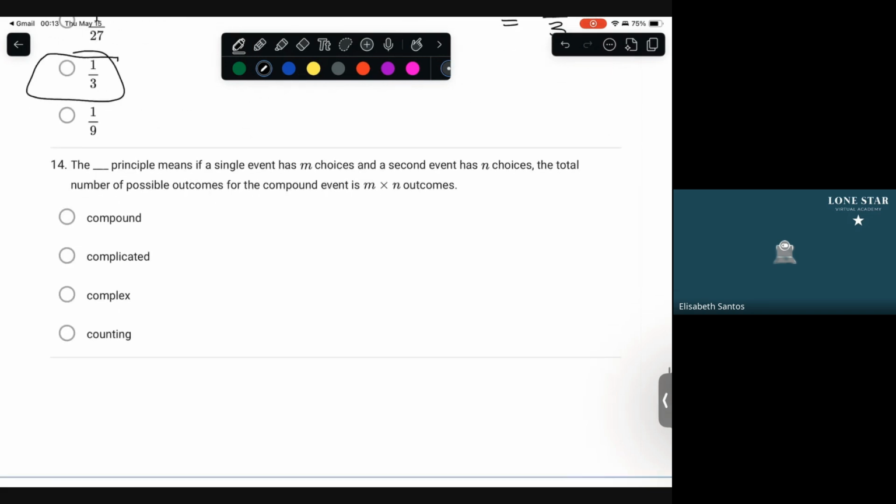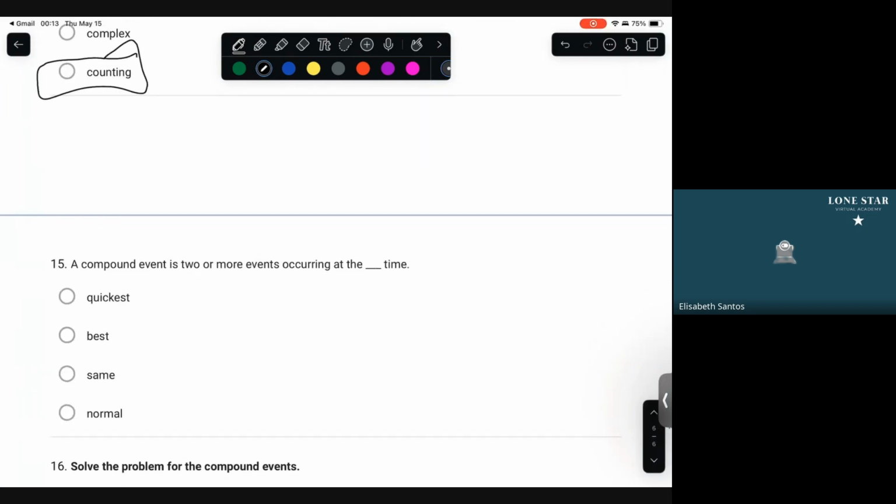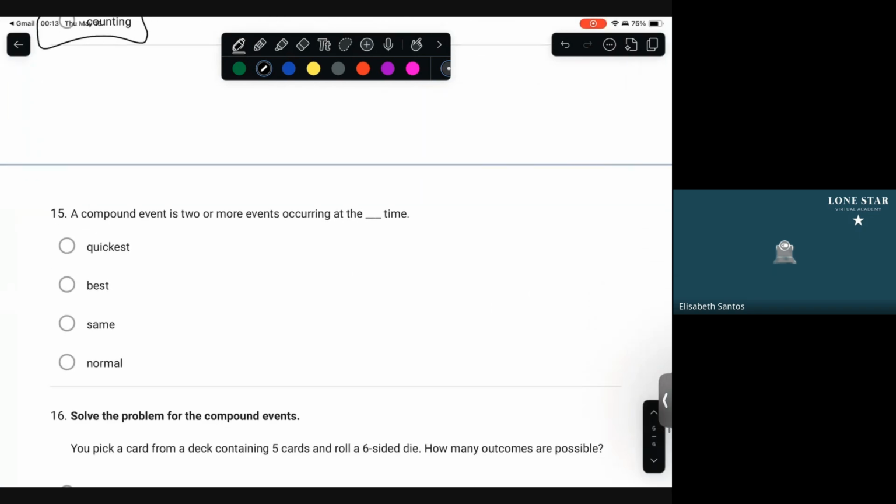Okay, so 14, the blank principle means if a single event has m choices and a second event has n choices, the total number of possible outcomes for the compound event is m times n, and that is called the counting principle. We're going to see an example of that in a bit. In this definition, a compound event is 2 or more events occurring at the same time.